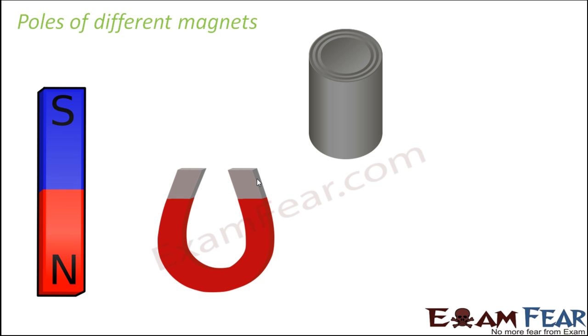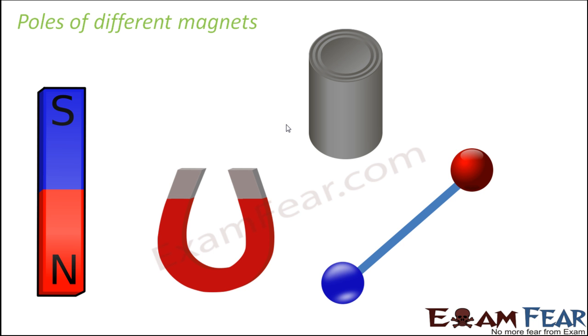Similarly, in a cylindrical magnet, this face can be north and the other face can be south, or this side can be north and the other side can be south. That's how different magnets are designed. In a ball-ended magnet, one ball would be north, the other ball would be south. How do you prove that these are the two poles? You can perform the same experiment we performed with iron filings and a bar magnet. You will see that more iron filings get attracted towards the two ends, which shows that the two ends are the two poles. So in different types of magnets you will have poles located at different parts.